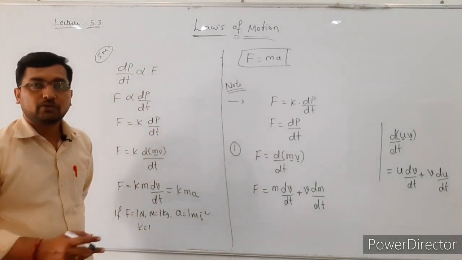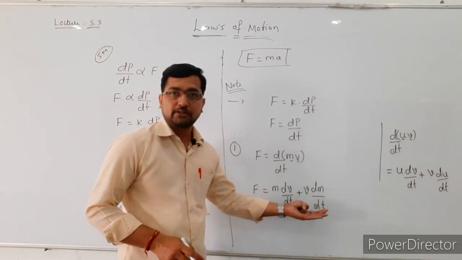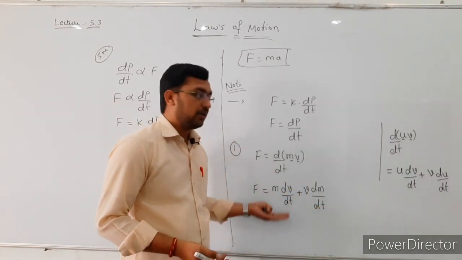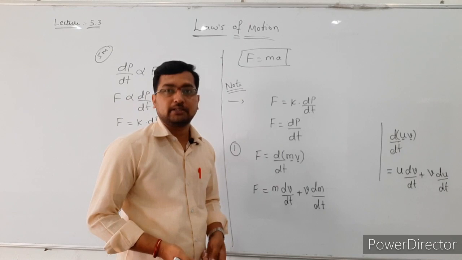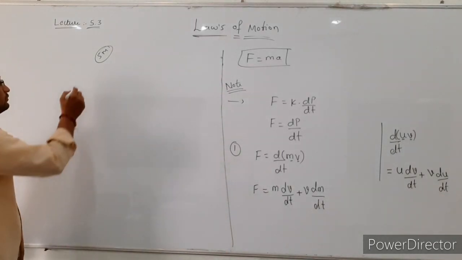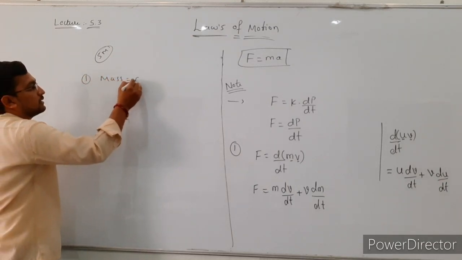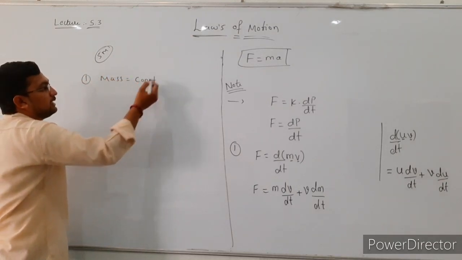After that, there are two cases. The first one is, let us assume that the mass of the system is constant, and the second case is that the velocity of the system is constant. In the first case, we will take the mass as a constant. The mass of the system is constant.